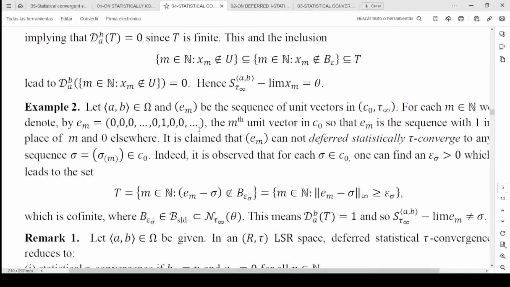So in this example, we show that there exist some sequences which are not deferred statistically tau convergent to any sequence in c naught. For example, the sequence of all unit vectors in c naught cannot converge to any zero sequence in this sense.